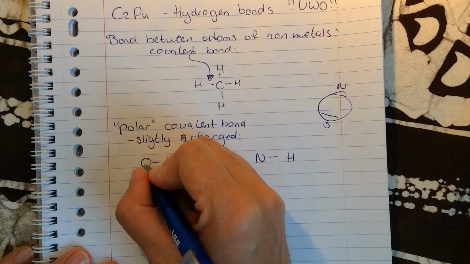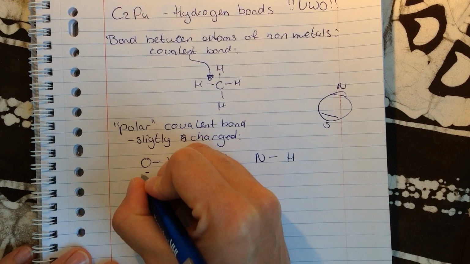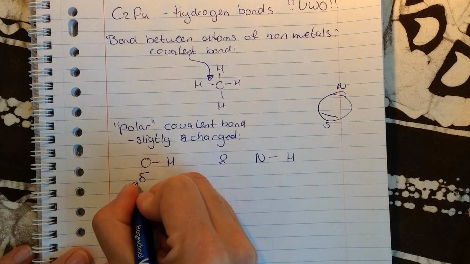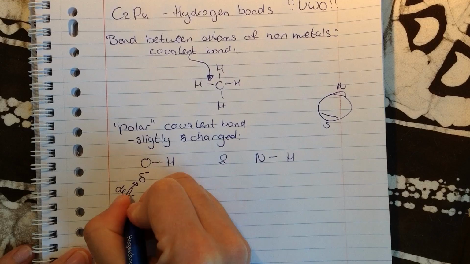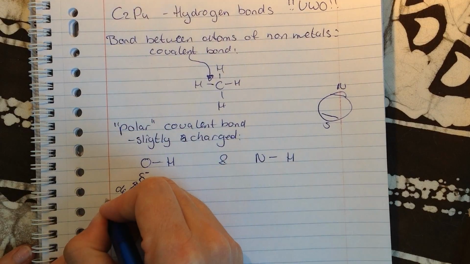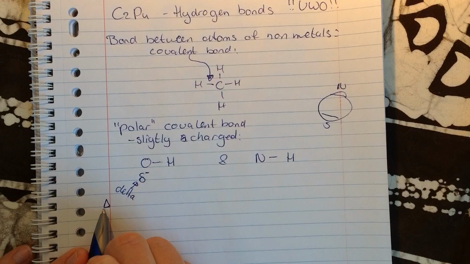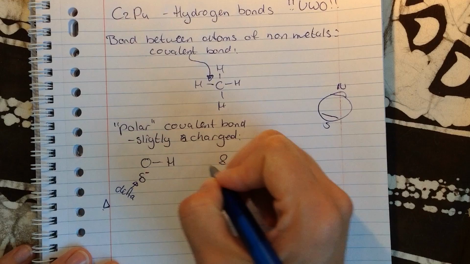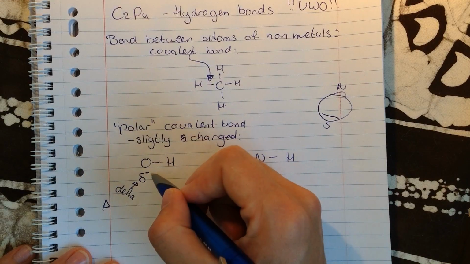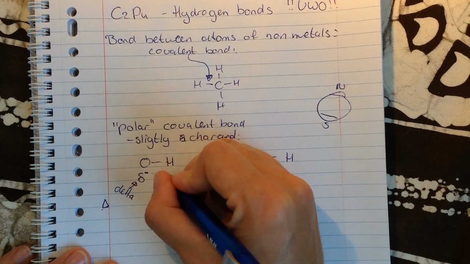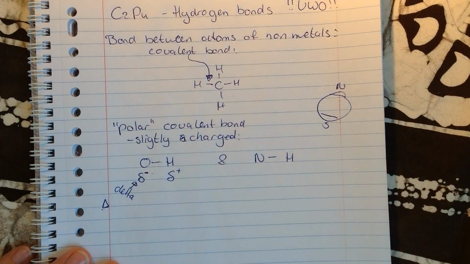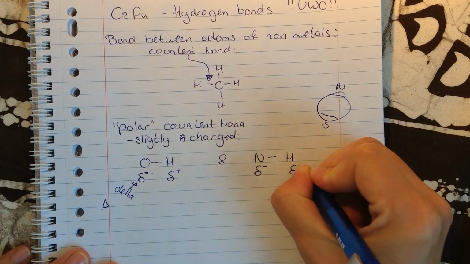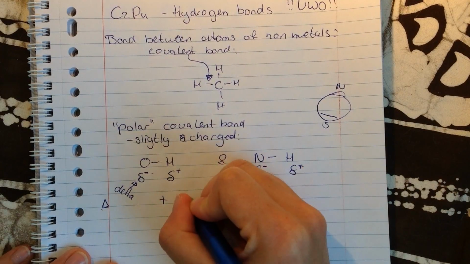So O is slightly negative and we call it delta negative. This is the Greek sign for delta. And I know you probably think delta is this sign. This is the capital delta and this is the small version of it. So this is just like we have a capital H and a small h, there's also capital delta, small delta. Well, if this is delta minus, then this is obviously delta plus. Same counts for this. Delta minus, delta plus. And we also know that plus and minus attract.